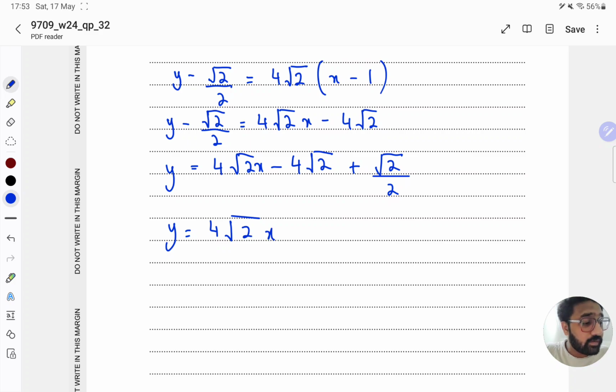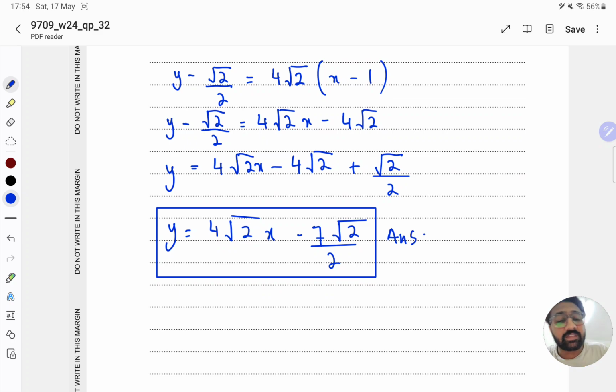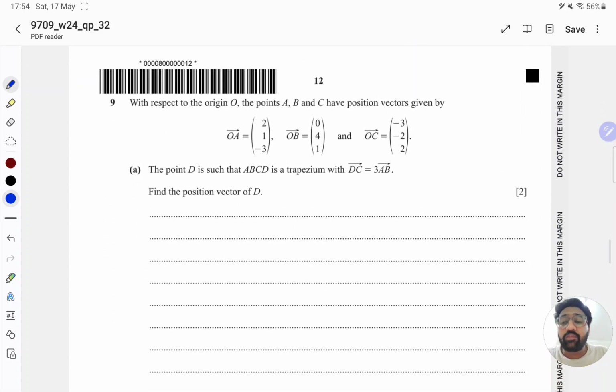So minus 4 square root of 2 plus square root of 2 divided by 2. The answer is minus 7 square root of 2 divided by 2. This is the final answer. We were supposed to show it in the form of y equals mx plus c. Let's move to the next question.